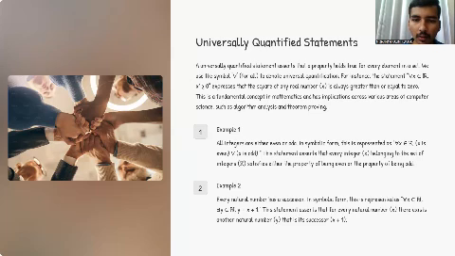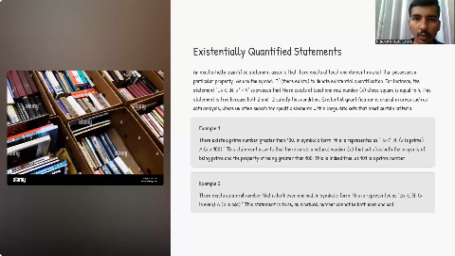Example 2. Every natural number has a successor. In symbolic form, this is represented as for all x belongs to N, there exists y belongs to N, y is equal to x plus 1. This statement asserts that for every natural number x, there exists another natural number y, that is its successor, x plus 1.